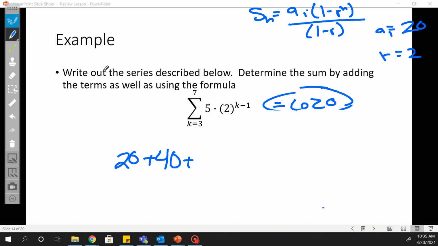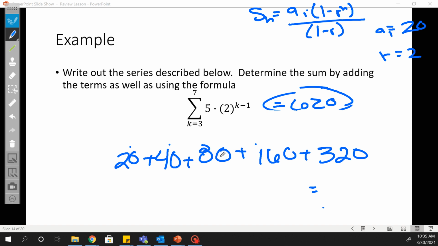Remember, the common ratio is 2, so we're just multiplying by 2 each time. I don't need to keep plugging this in. I know that I'm multiplying by 2 each time. So this is the third term, 4th term. The 5th term would be 80. The 6th term would be 160. The 7th term would be 320.